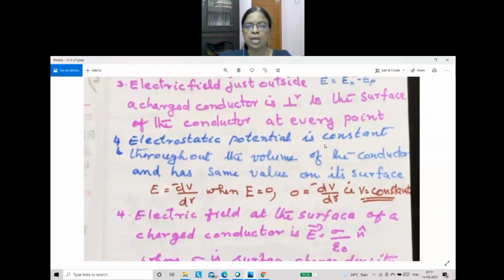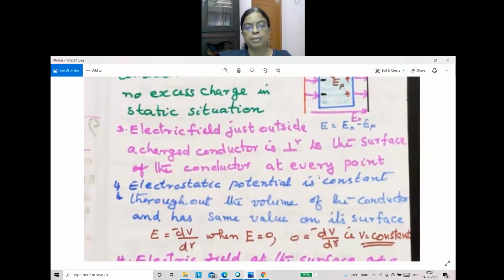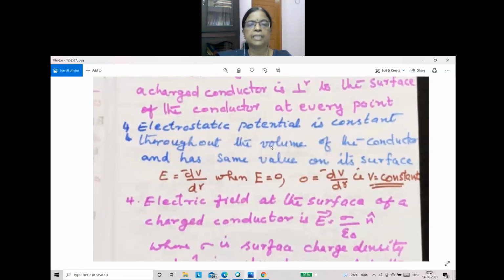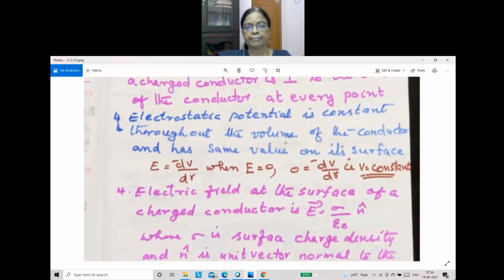Next, potential. What about the potential? Electric field, we know it is normal. Electric field outside is sigma by epsilon 0. Electric field inside is 0. All such things we have seen. Then, what is potential? We have studied one relation, E equal to minus dV by dr. Inside the conductor E equal to 0, so 0 equal to minus dV by dr.